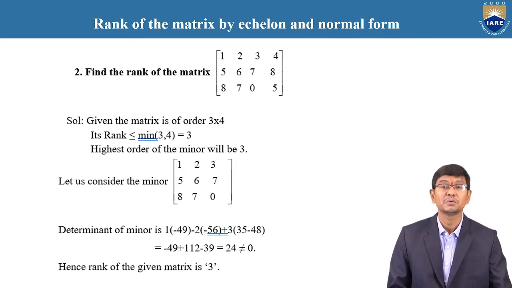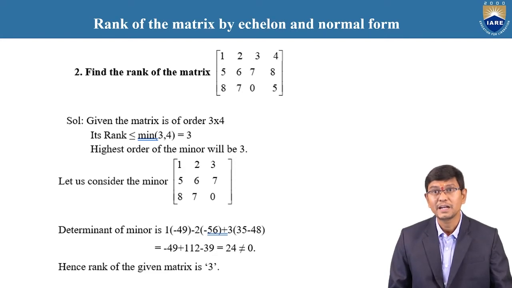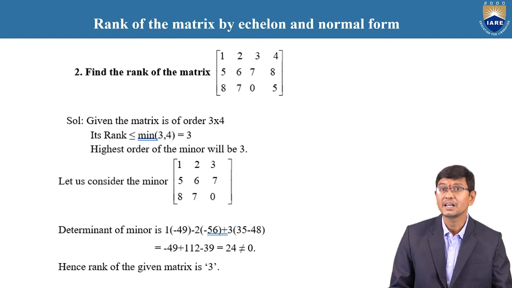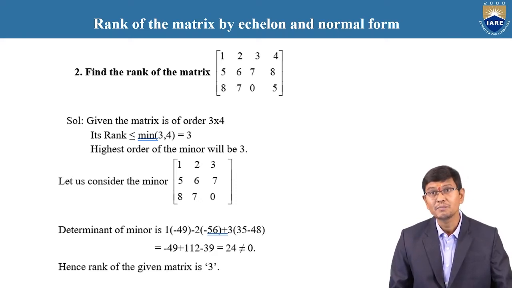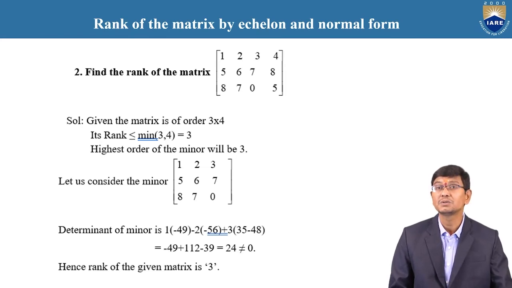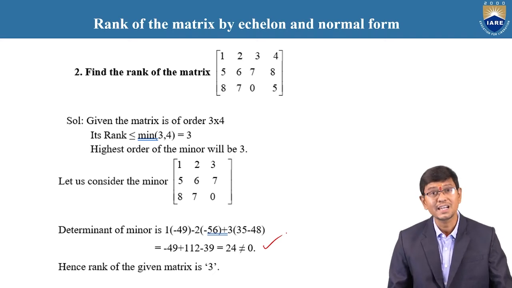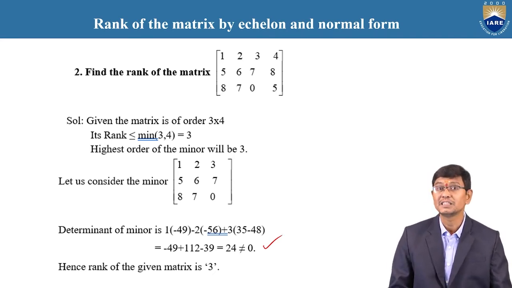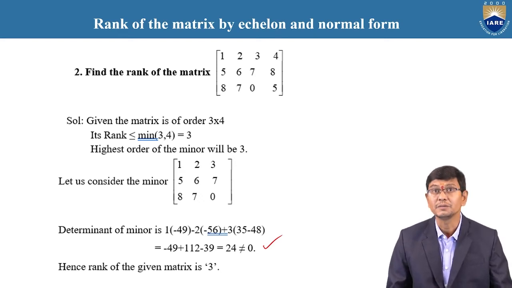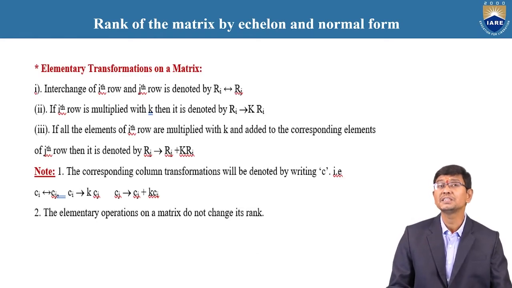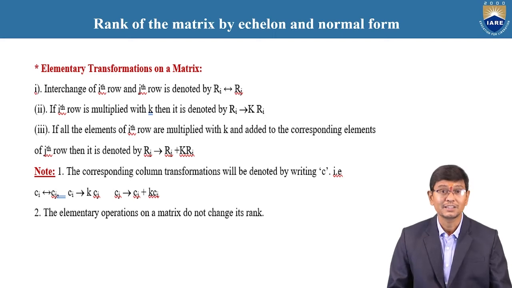The determinant of that 3 by 3 minor is 1 into minus 49, minus 2 into minus 56, plus 3 into (35 minus 48). After simplification, the value is equal to 24. Therefore, the 3 by 3 minor is not equal to 0, and based upon the conclusion, the rank of the matrix is 3 only. Now we need to go on to discuss elementary transformation.